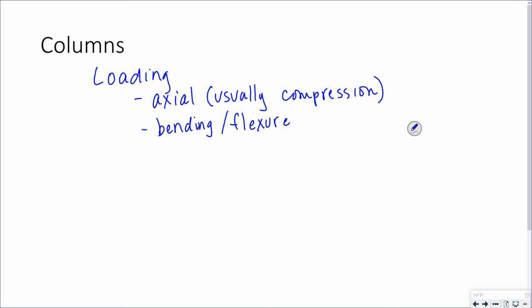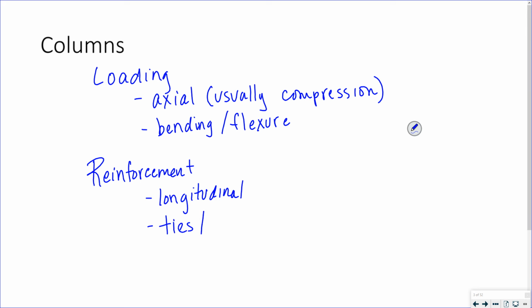In terms of the reinforcement that you find in columns, you'll have your longitudinal bars, so along the length. And then you'll have ties or spirals similar to your shear reinforcement in beams, right?